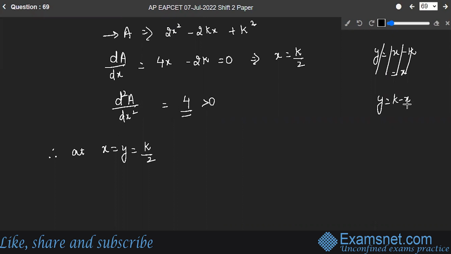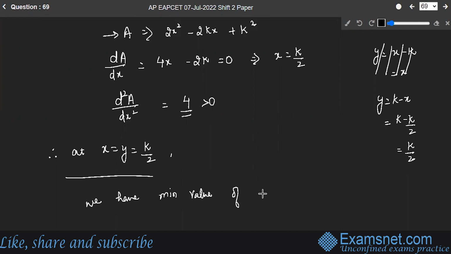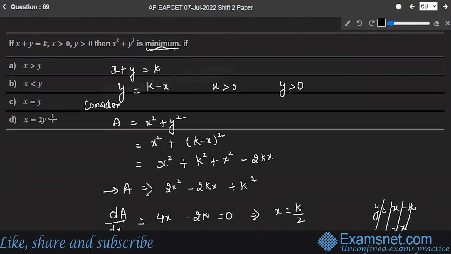Y was K minus X. So, K minus K by 2 will be equal to K by 2 only. So, at X is equal to Y is equal to K by 2, we have the minimum value of X square plus Y square. So, let's check with the options. Option C is the correct answer for the question. Hope you're clear with this.